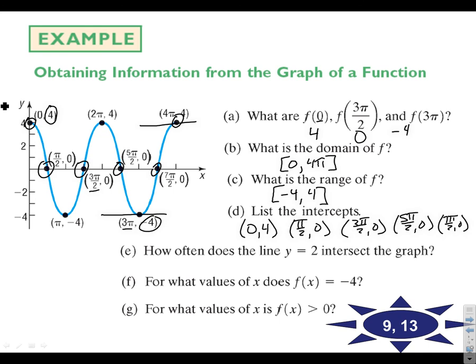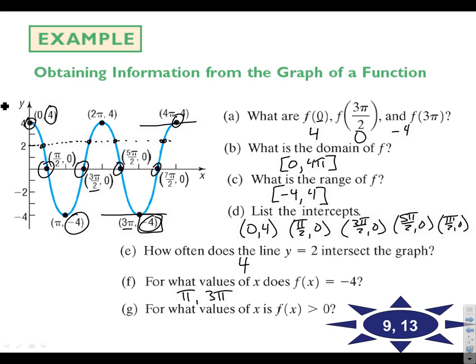How often does the line y equals 2 intersect the graph? Here's the line y equals 2. Let's take a look. Once, twice, thrice, 4 times the line y equals 2 intersects the graph. For what values of x does f of x equal negative 4? That's when does the y equal negative 4? Once, twice. So pi and 3 pi.